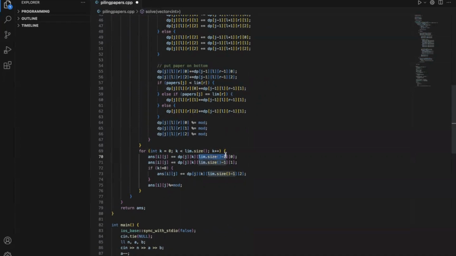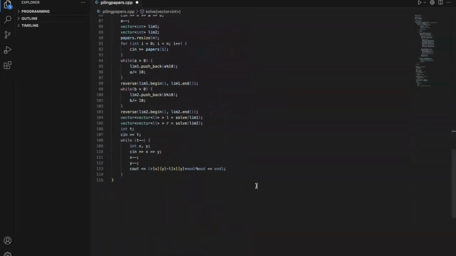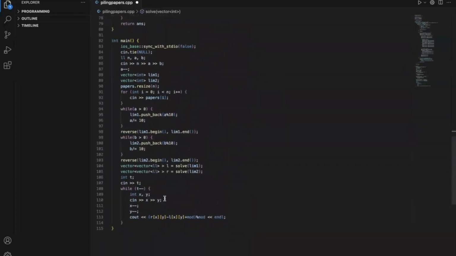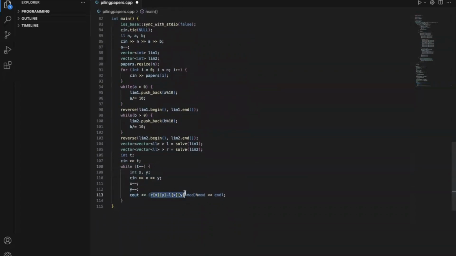And here, no matter what, we can always add the smaller value and the equal value. But if k is not equal to 1, which means that our length of the number is smaller than the actual limit length, then we can add the more value, because it's always less. And here we just mod it, and for each query we get x and y, and we just calculate the answer.